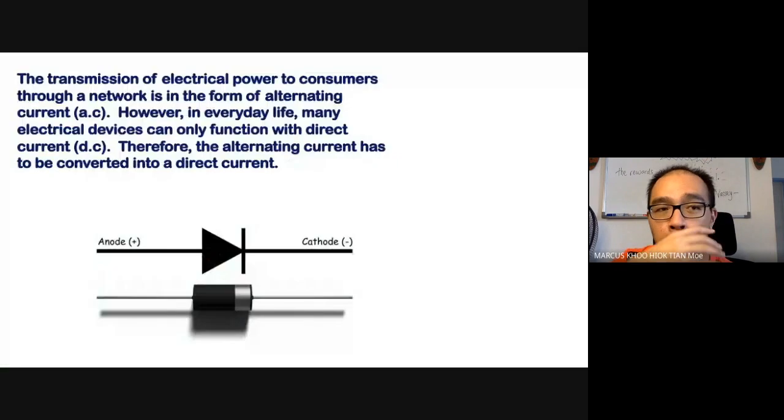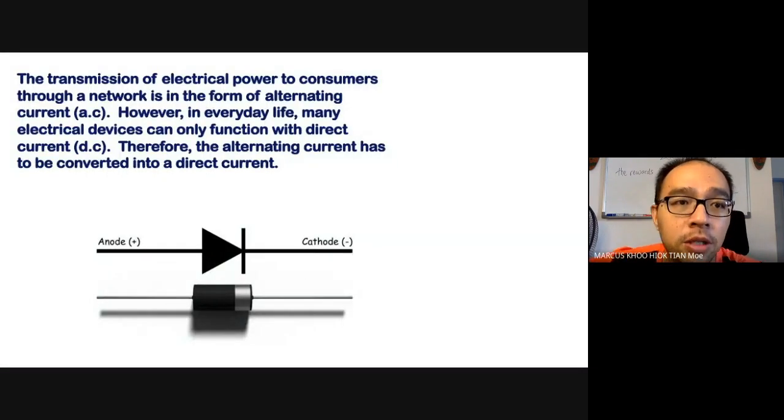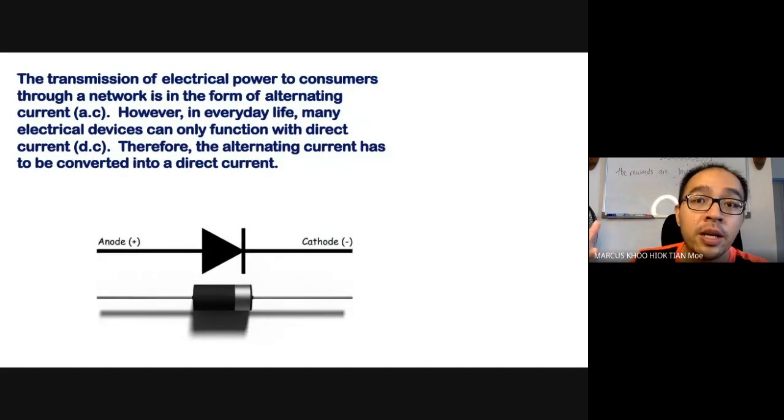So let's begin. The transmission of electrical power to consumers through a network is in the form of alternating current. When current comes to us from a generator, and then the transformer steps it down, it comes to our house, and it still comes to us as AC.